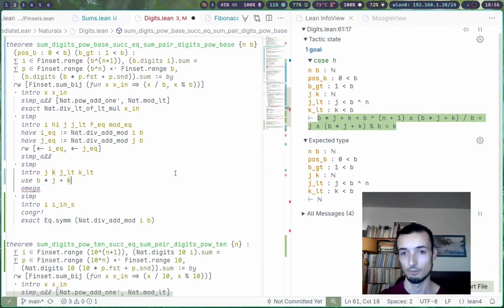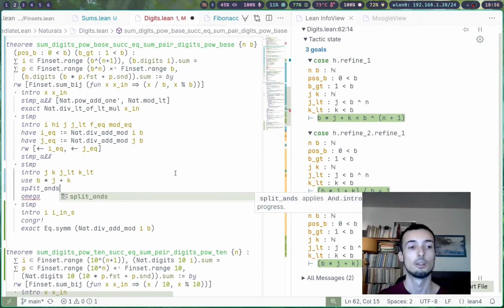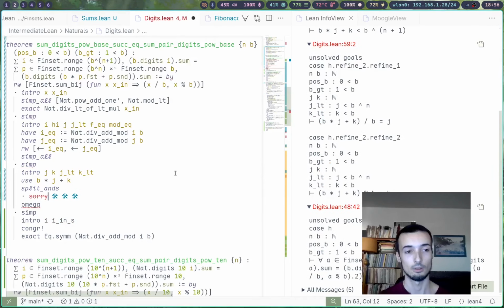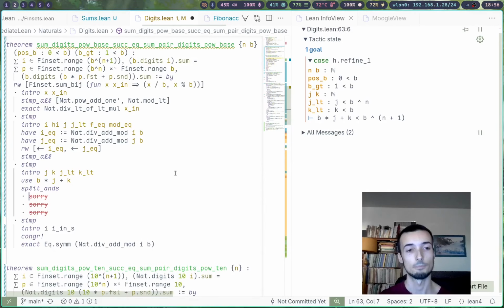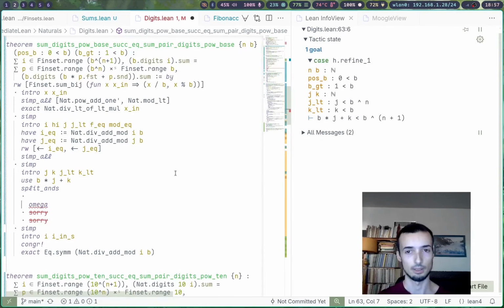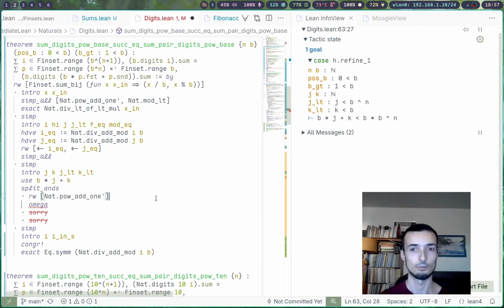So how about this one? This one is 3 expressions. So we're going to use split_ands instead of constructor, because we have 3 goals, and constructor can only do one and at a time, and then you would have a nested constructor. So I'll just put in 3 sorries to start. We have to prove, in the first case, b times j plus k less than b to the n plus 1. Okay, so let's just try omega, because that seems pretty easy. Of course, a power is less than that. So maybe if omega doesn't work, we can help it out a little bit with this. Still can't do it.